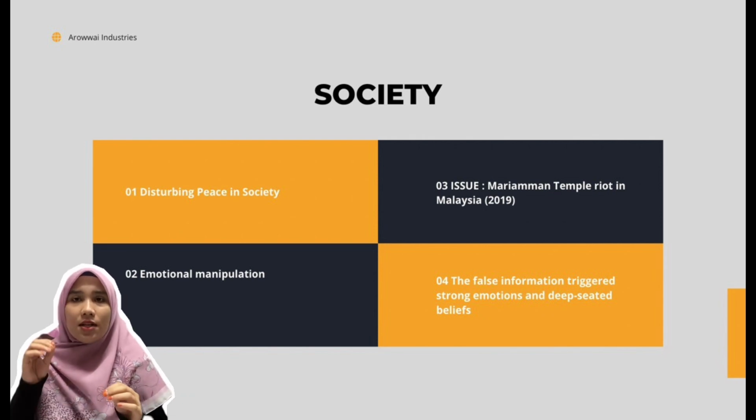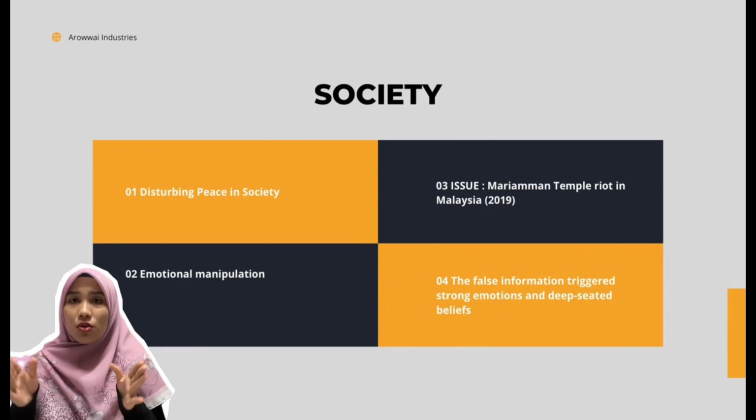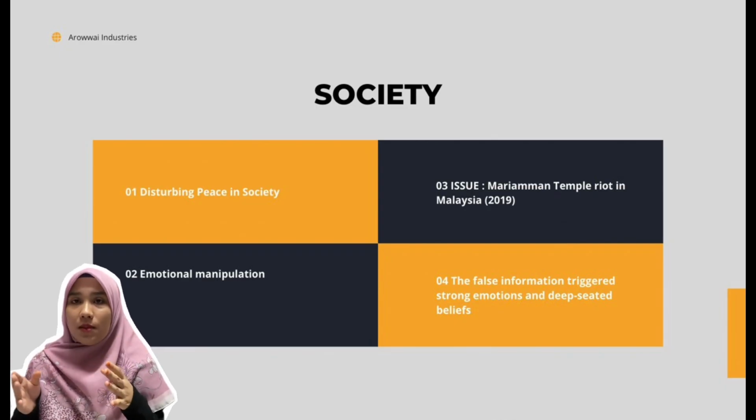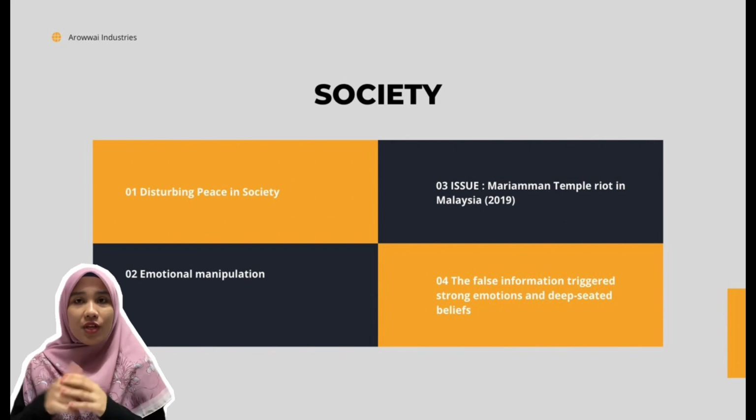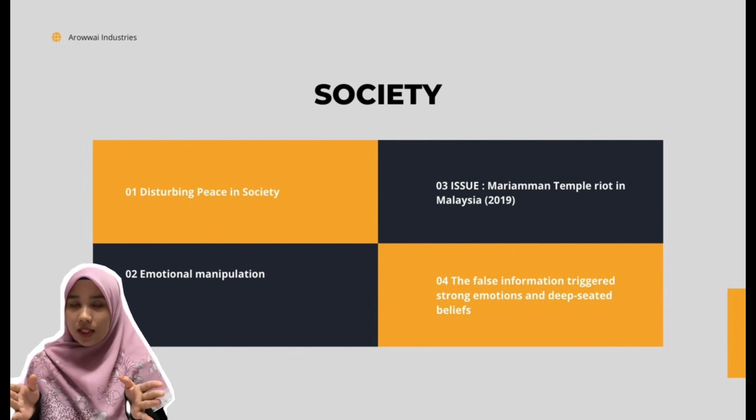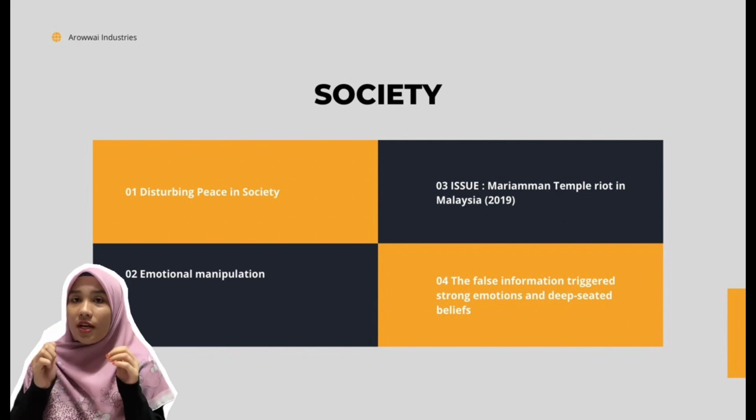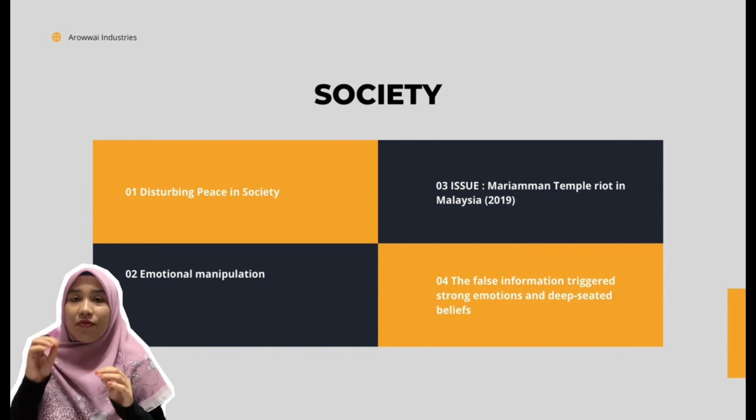Furthermore, it is related to emotional manipulation because fake news often plays on people's emotions, exploiting their fears, anger, or prejudice. By presenting sensational or exaggerated information, it can evoke strong emotional reactions and amplify existing grievances or tensions.